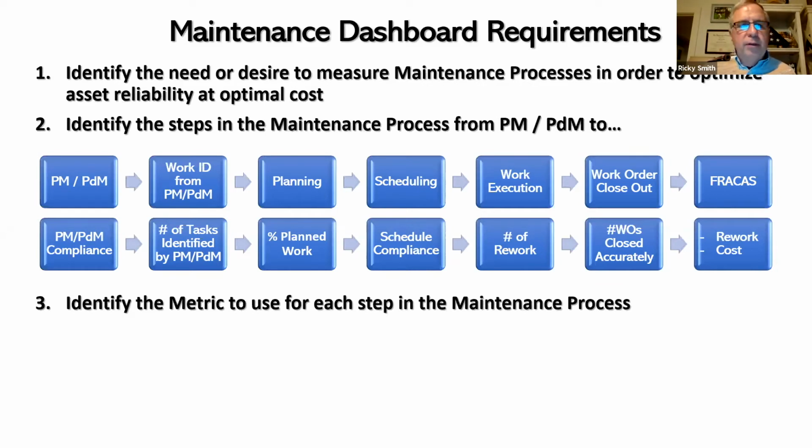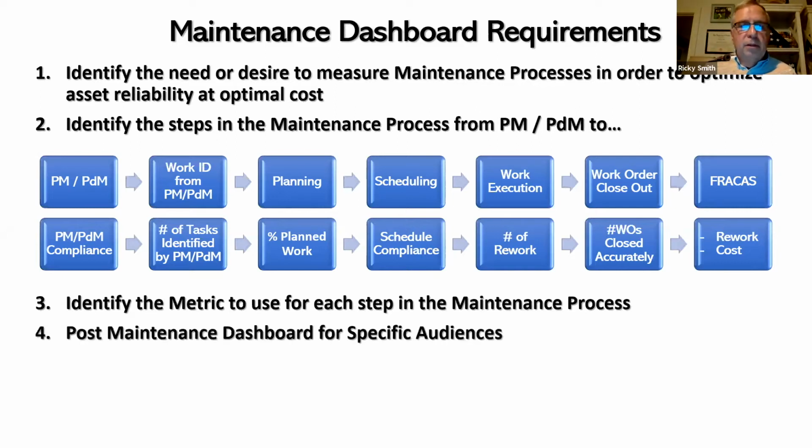And then the last one, lagging indicator, rework and costs. So identify the metric using each step and post the maintenance dashboard for specific audiences. You want to give people the score that they need to know for who they are. Because if we talk to, let's just say, plant leadership about PM compliance or planning the scheduling, that doesn't impact them as much as when we talk about cost. That's what they care about, is cost. And that's why we need to have a dashboard just specifically for them.